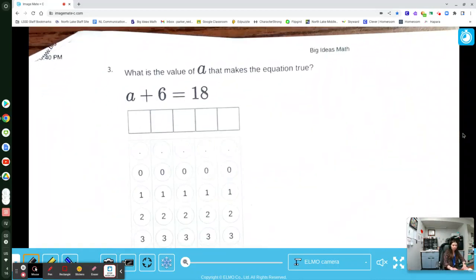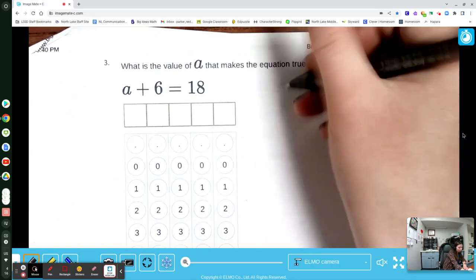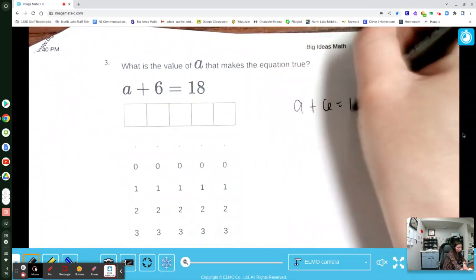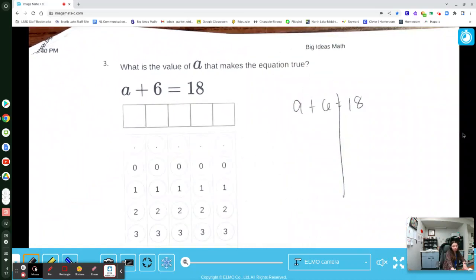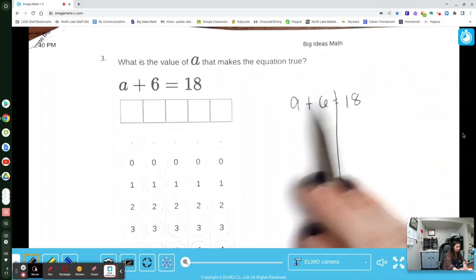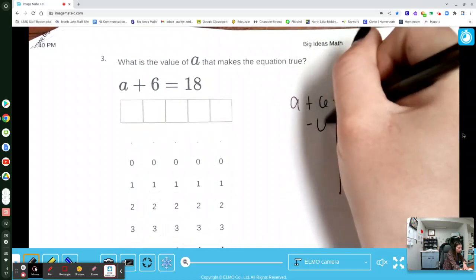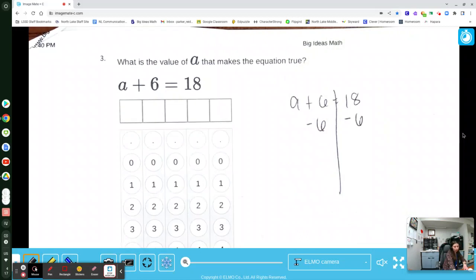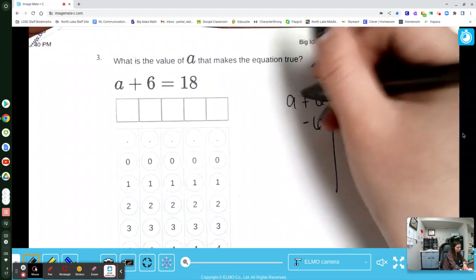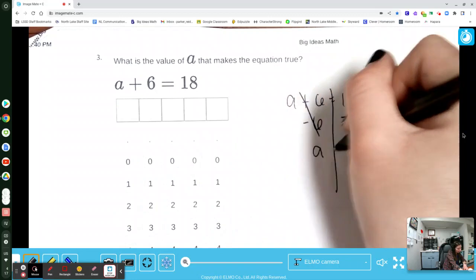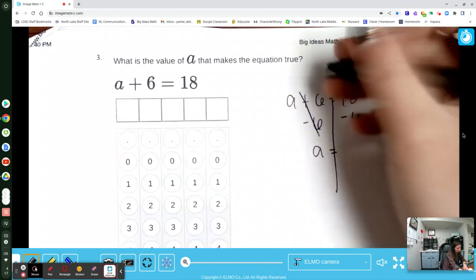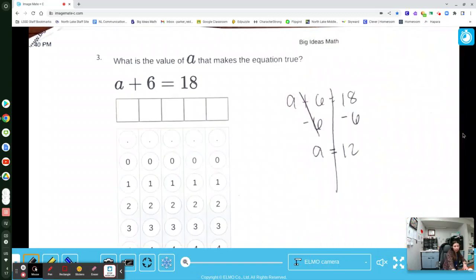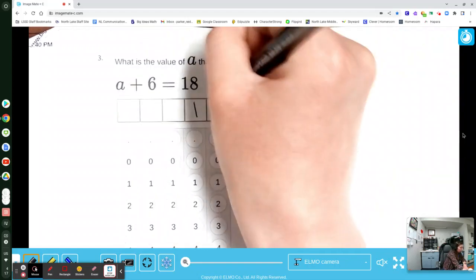Number 3, what is the value of a that makes this equation true? So I'm going to draw a line through my equal sign. And I want to figure out what a equals, so I don't want this plus 6 there. So to undo that, I'm going to subtract 6. And whatever I do to one side, I have to also do to the other side. The plus 6 minus 6 undo each other, leaving just a. And then 18 minus 6 is 12. So we get a equals 12.